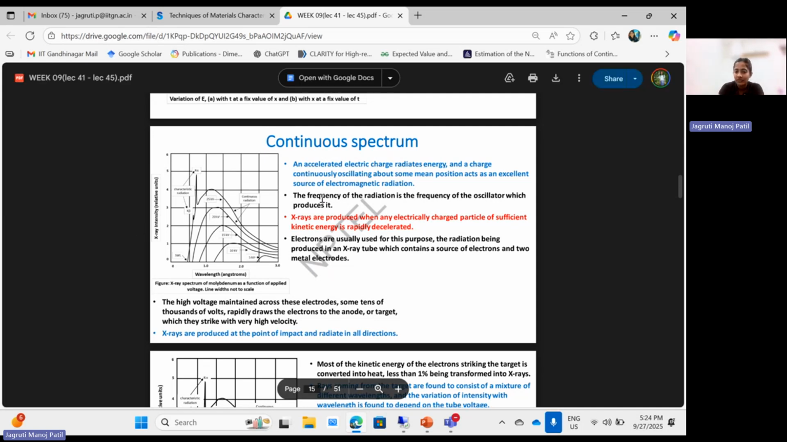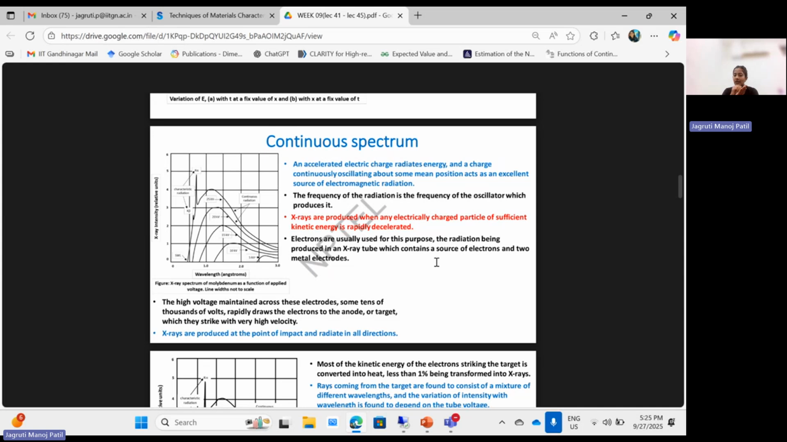So an accelerated electrical charge will radiate energy. The charge will continuously oscillate about some mean position and act as an excellent source of electromagnetic radiation. The frequency is nothing but the frequency of the oscillator. X-rays are produced when any electrically charged particle of sufficient energy is rapidly decelerated. Electrons are used for this purpose, radiation being produced in a tube with a source of electrons and metal electrodes for them to converge through.